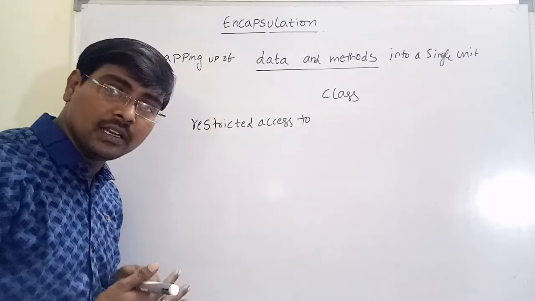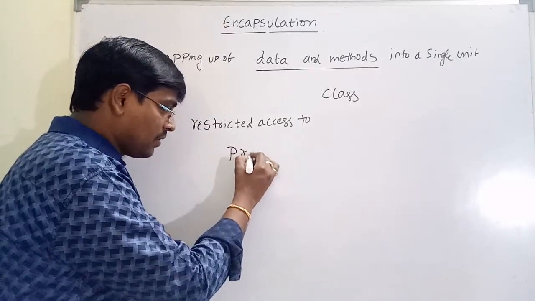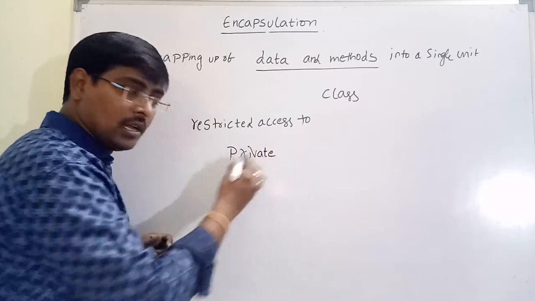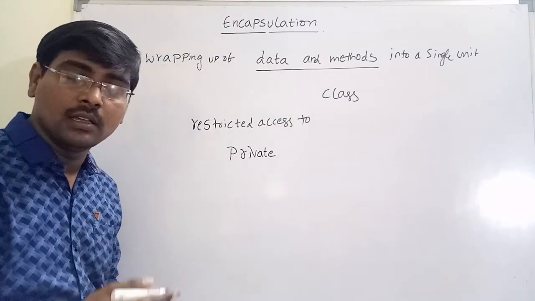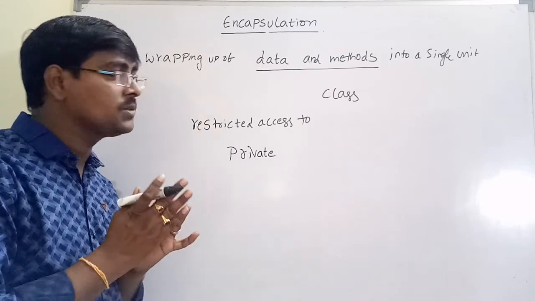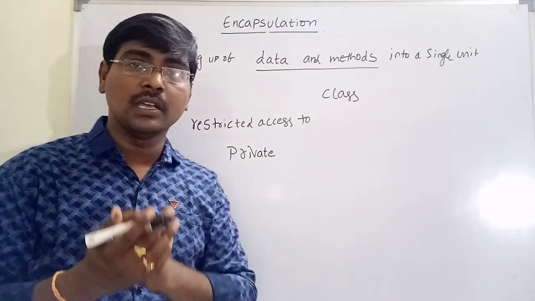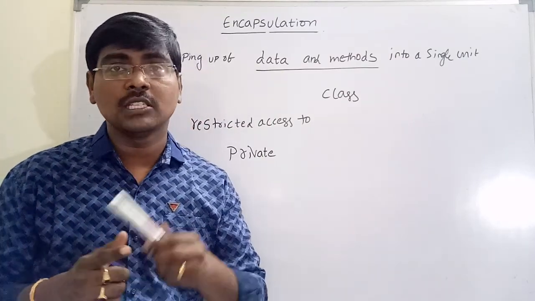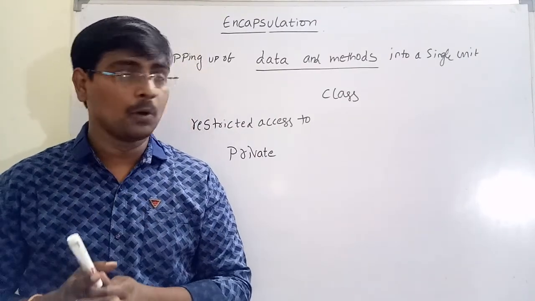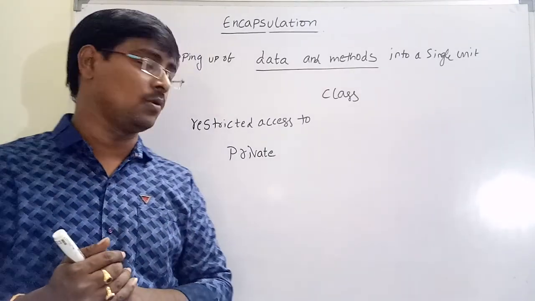How are we providing restriction on the variables? Generally, with the access specifier private. If you are not mentioning anything before the variable, that is, no prefix, then by default the variables or methods behave as public. Public means they can be used anywhere throughout the program.